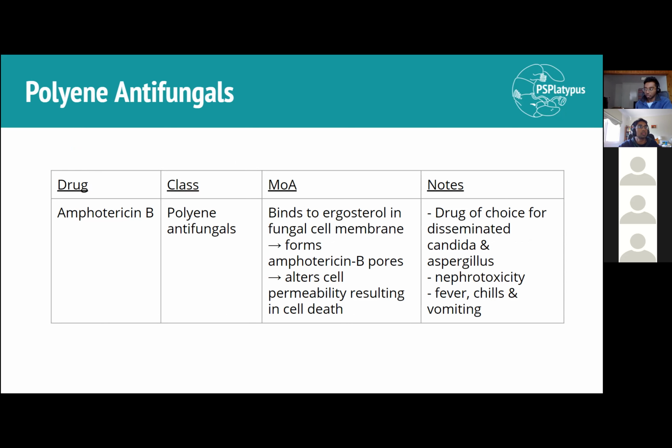The class is a polyene antifungal, that's what we call it. Drug of choice out into the bloodstream, Candida and Aspergillus. And we get nephrotoxicity, which is kidney toxicity, fever, chills, and vomiting as side effects.